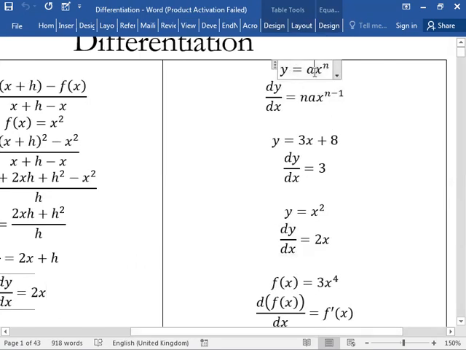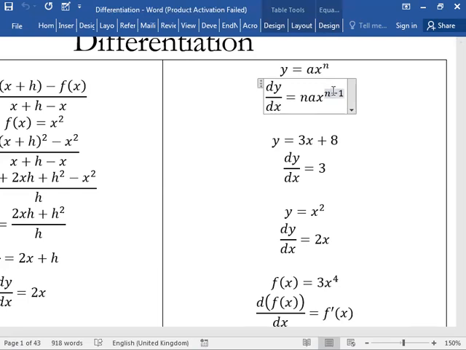If you have a function y, which is ax to the power n, and we are trying to differentiate the entire y with respect to x, we have developed a pattern. The power comes in front and multiplies, and whatever the power is, it will reduce by 1. 2 became 1, the power reduced by 1. We developed a pattern, and behind it the logic is still the first principle. Is this clear?